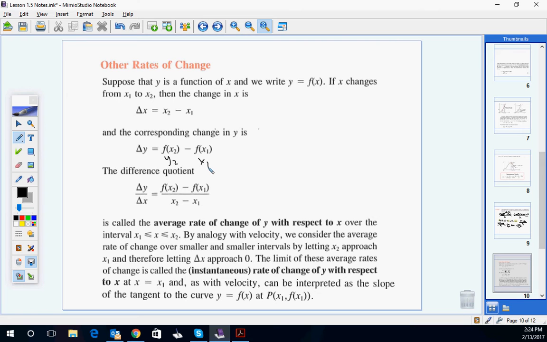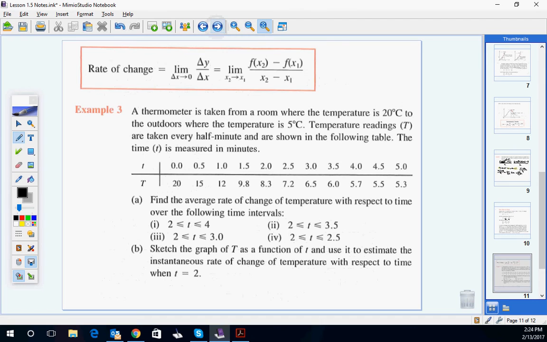I know that's maybe a little more obvious, but here is the example. This is in your book, okay, Dana? Sorry, I know I'm going a little fast. The top there is just your rate of change. A thermometer is taken from a room where the temperature is 20 degrees Celsius to the outdoors where the temperature is 5 degrees Celsius. Temperature readings T are taken every half a minute and are shown in the following table. The time t is measured in minutes. Find the average rate of change of the temperature with respect to time over the following intervals.